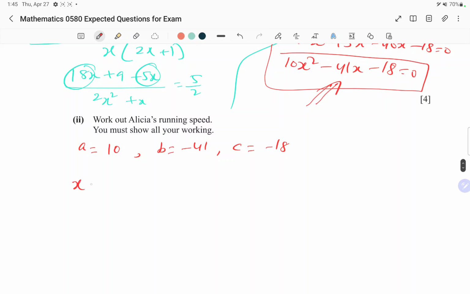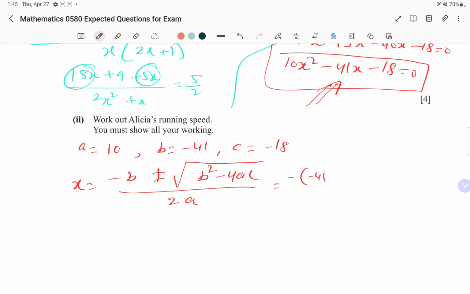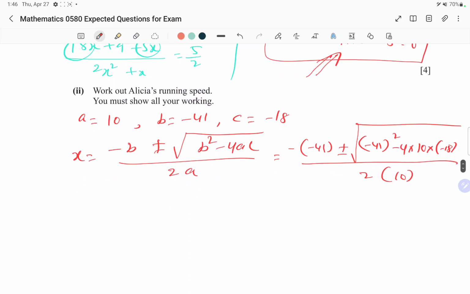So x will be minus b, it's very important to write the formula. Minus b plus minus root of b squared minus 4ac over 2a. So minus, and b is minus 41. Now plus minus root of b squared, so minus 41 whole squared minus 4, a is 10, and c is minus 18, over 2 times a. Now x is minus times minus 41, that's plus 41. Now plus minus root, here we can use a calculator.